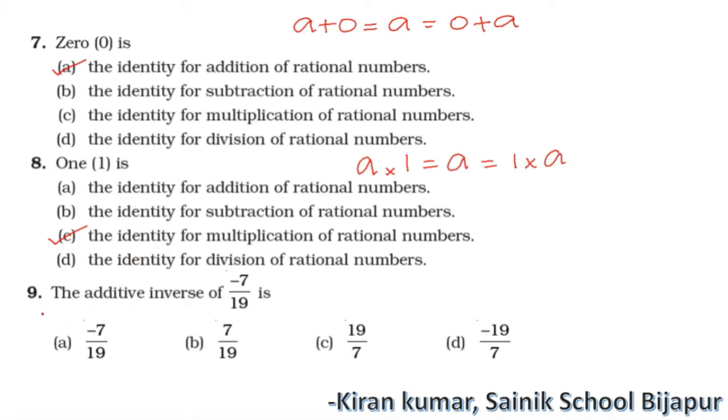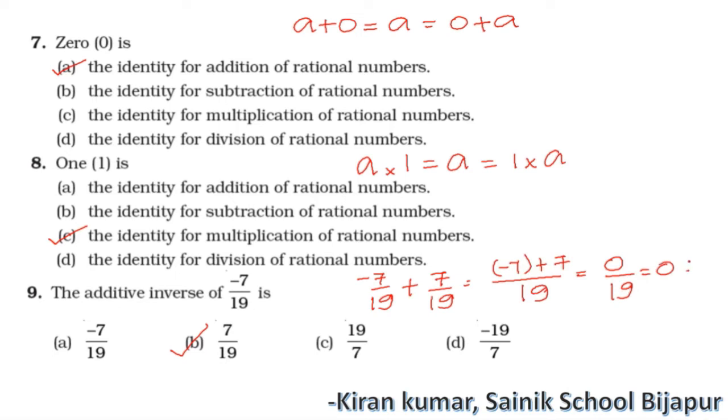9th one, the additive inverse of minus 7 by 19 is positive 7 by 19. The reason is minus 7 by 19 when added to positive 7 by 19, the LCM is 19. So negative 7 is added to positive 7. We get 0 by 19, which is equal to 0.